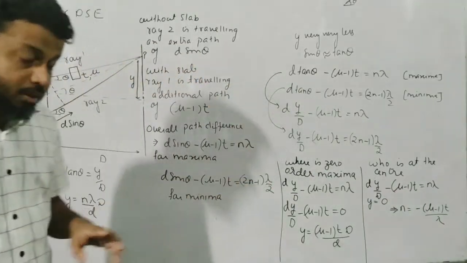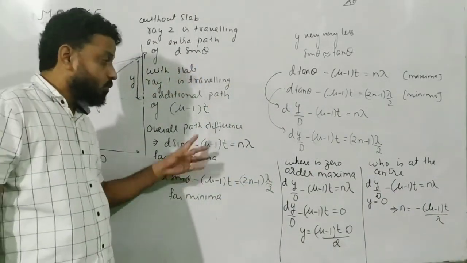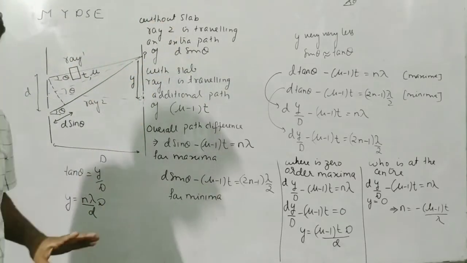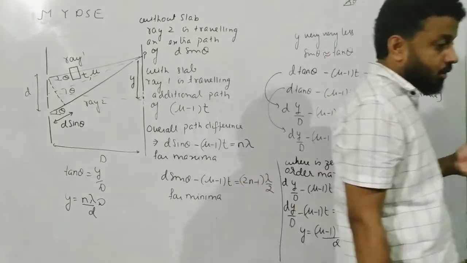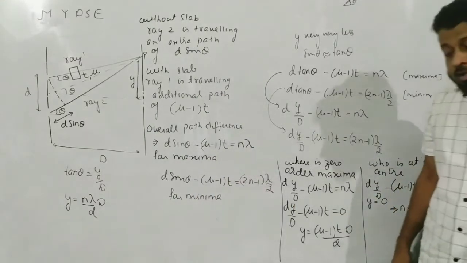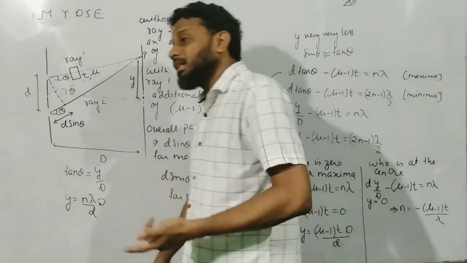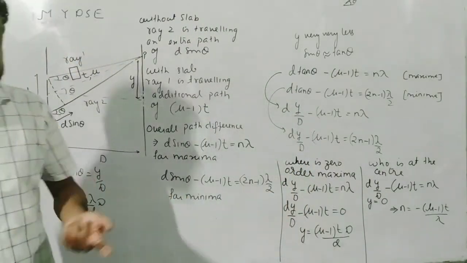What is the thing you have to keep in mind? First objective is to write the equation of path difference. Once you have written the path difference, then read the question carefully and see what the question is all about. If the question says locate the central maxima, locate the zero order maxima.